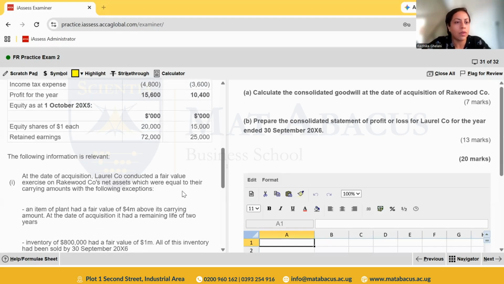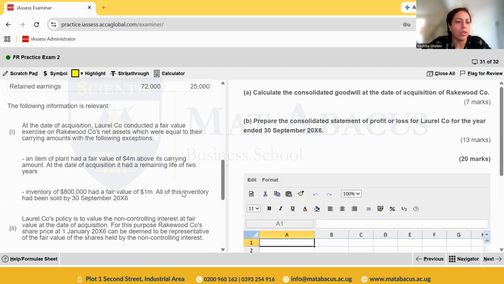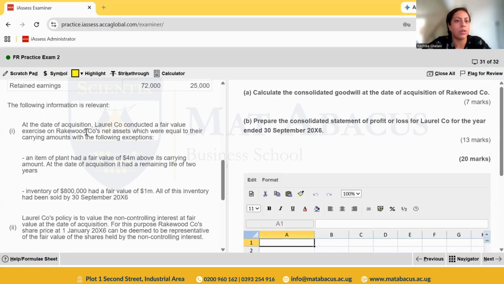And then they've told us the following information is relevant. Note number 1 says, at the date of acquisition, Laurel Company conducted a fair value exercise on Rakewood's net assets, which were equal to their carrying amounts, with the following exceptions. There was an item of plant that had a fair value of 4 million above its carrying amount. At the date of acquisition, it had a remaining life of 2 years. Remember, fair value adjustments have to be made in working one, where we're doing net assets of the subsidiary. So they're telling us that the fair value of this plant had to be 4 million above the carrying amount.